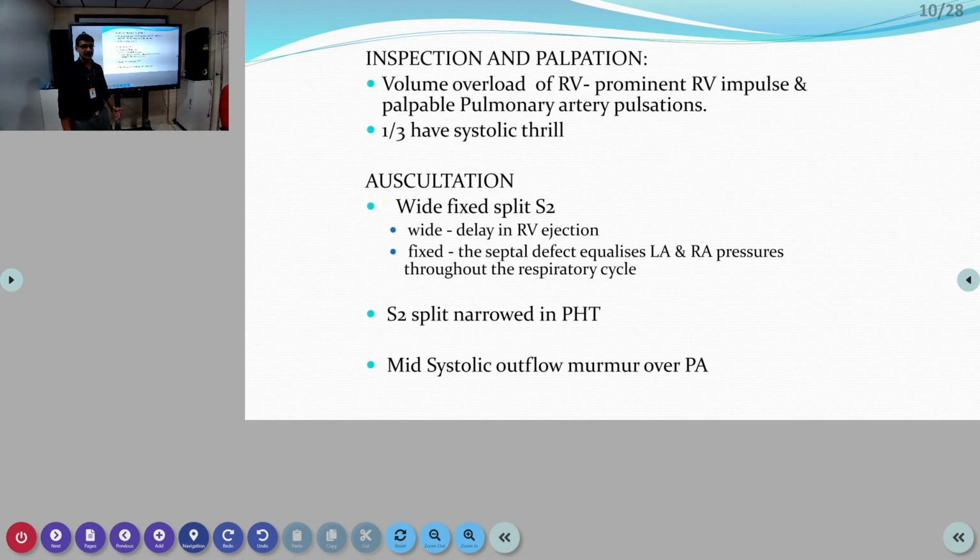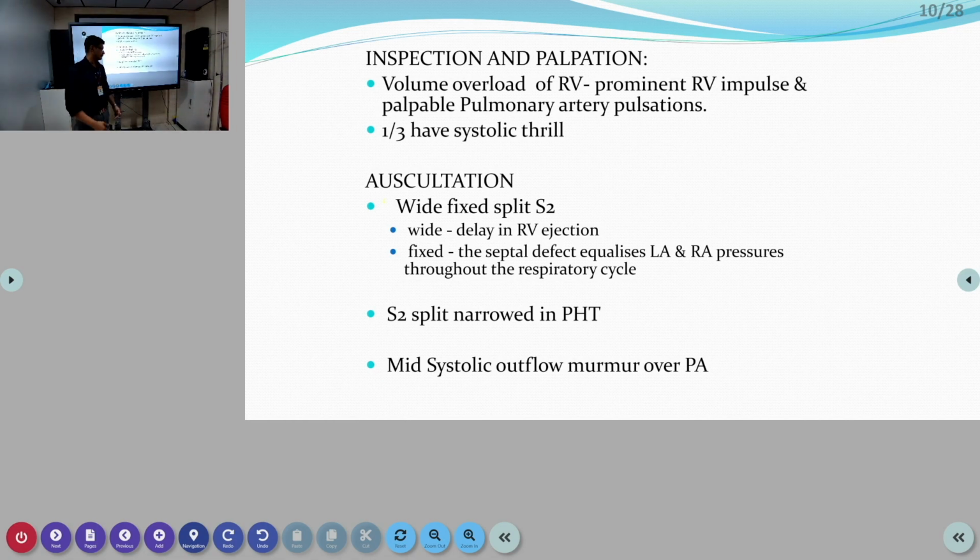Next, in inspection and palpation, in atrial septal defect cases you can get features of volume overload of the right ventricle, where you will get prominent right ventricular impulses and palpable pulmonary artery pulsations. As you all know, when you are inspecting the right ventricular overload, features will be a left parasternal heave, which you can get by placing the ulnar border of the hand over the left sternum, and the palpable P2, where you put your finger in the left second intercostal space, and you feel a faint impulse striking your finger. It is not a very strong impulse, and some patients have a systolic thrill.